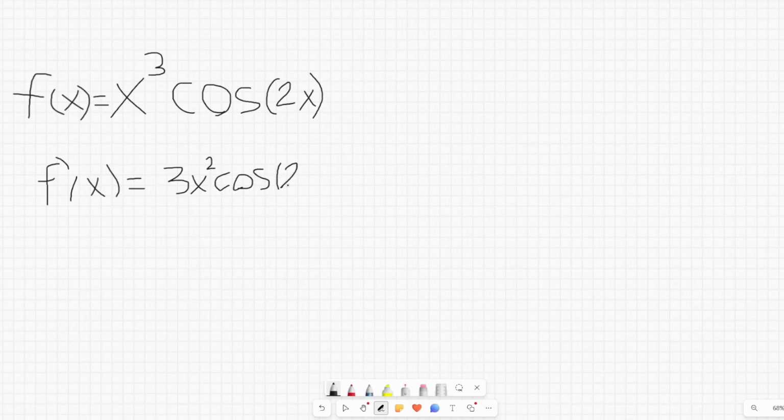cos 2x plus x cubed times negative sine, because derivative of cos is negative sine, negative sine 2x times the derivative of the inside because of chain rule, so times 2.